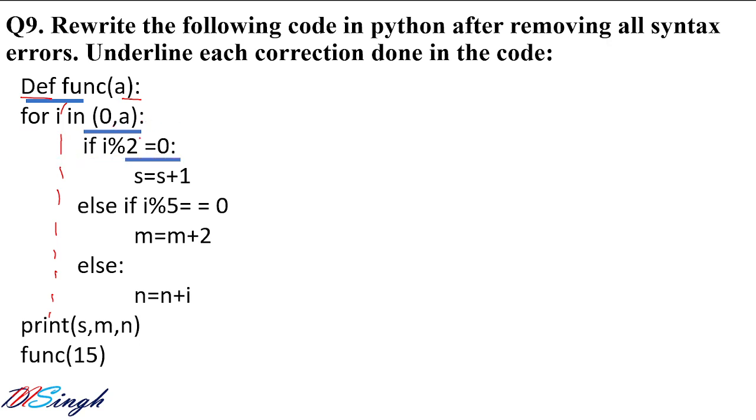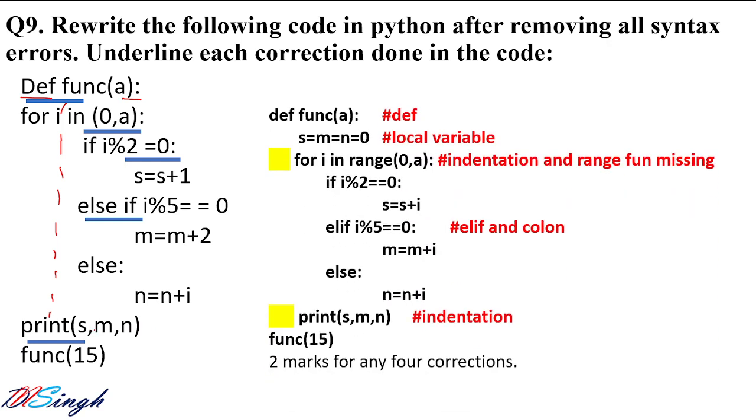Then we have a comparison operator rather than assignment. Okay, so comparison should be there. Next is else if is not a keyword, elif is a keyword. Okay, and last there is again an indentation problem, that should be indented ahead, print s, m and n. Okay, so there is a problem of indentation. Let us see how our code will look after removing all the syntax errors.